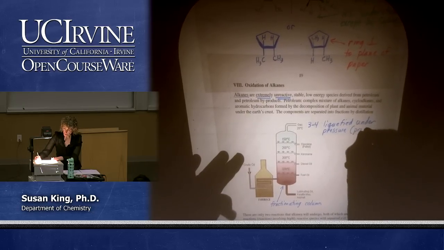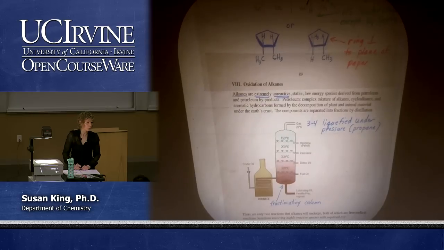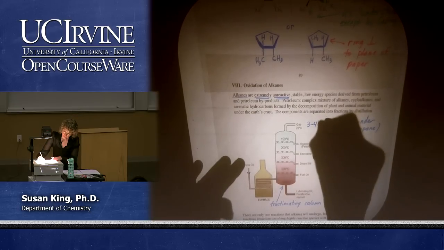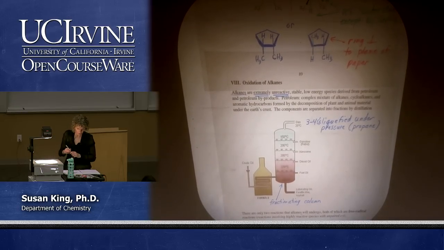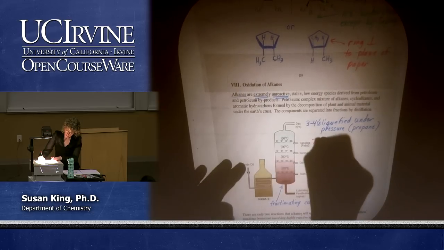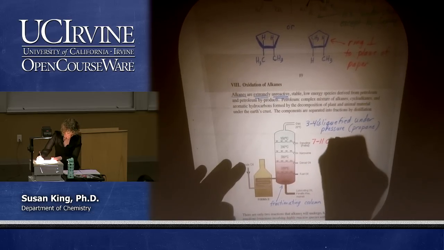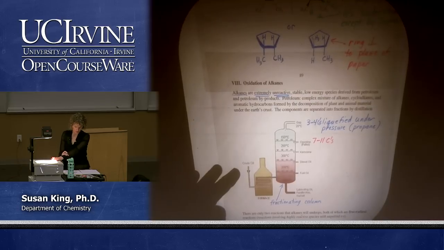That would be where we get our propane tanks for the grills. That's where you get the propane in the cigarette lighters. That's 3 to 4 carbons. I left the carbons off there. Gasoline is about 7 to 11. You do not need to memorize these carbon numbers.